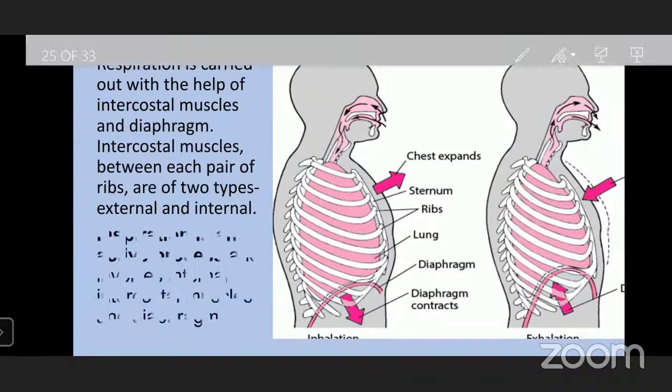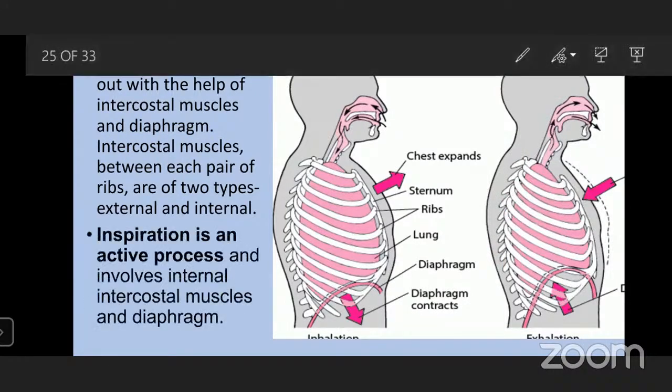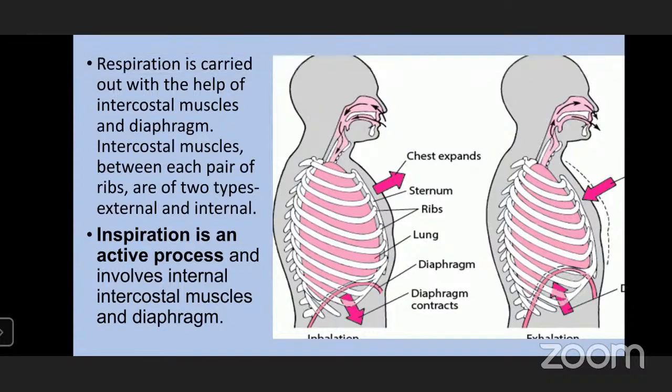The inspiration is an active process. Active process means what? It involves energy, it needs energy. And it also involves the internal intercostal muscles and diaphragm. So the inspiration process involves two types of muscles: internal intercostal muscles and the diaphragm.